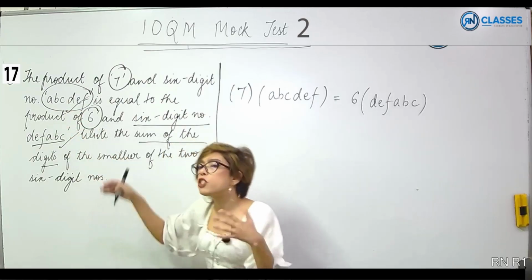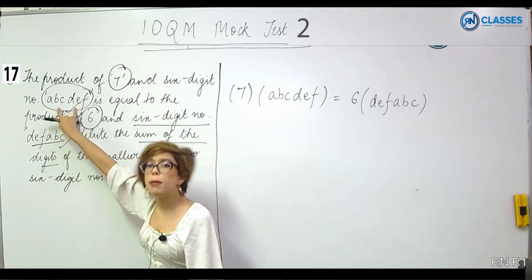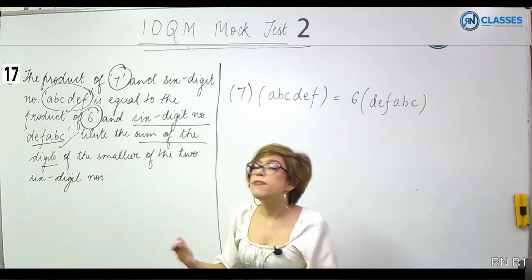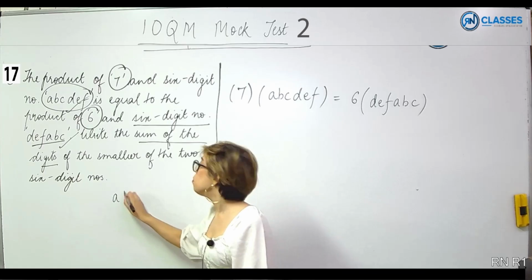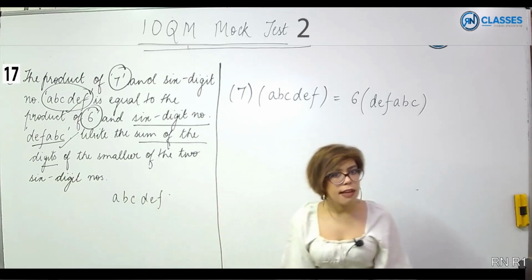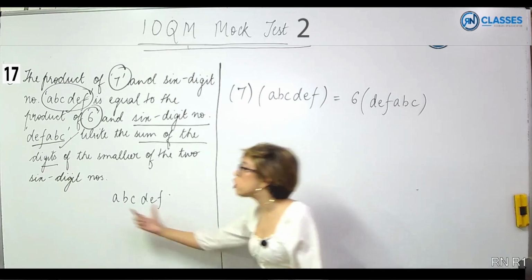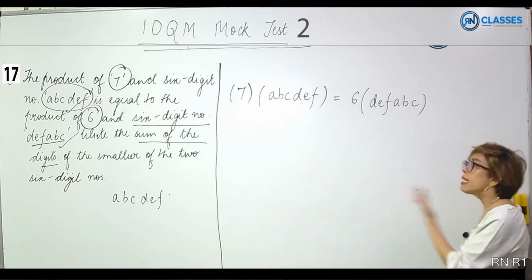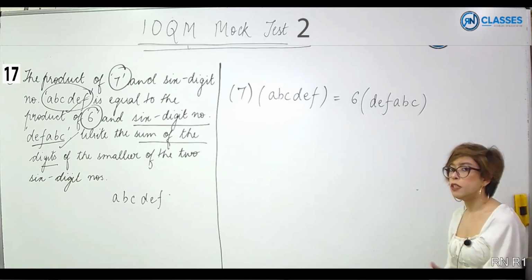Now I can say which is the smaller one, provided I know the number. So basically all I need to do is find out the value of A, B, C, D, E, F. Now maybe I can find the value individually or as a chunk. So I have this condition. Using this condition I need to proceed further.